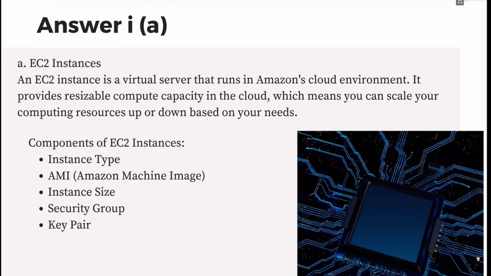Answer for question 1A, EC2 instance. An EC2 instance is a virtual server that runs in Amazon's cloud environment. It provides resizable compute capacity in the cloud, which means you can scale your computing resources up or down based on your needs. So here are the components of an EC2 instance. The first one is instance type. The second one is AMI. The third one is instance size. The fourth one is security group. And the fifth one is key pair.